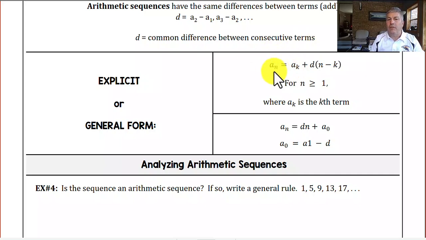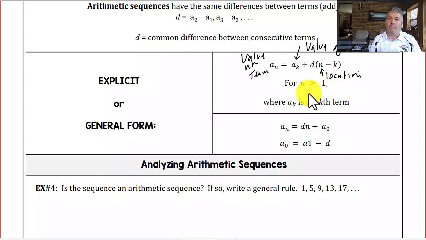So an arithmetic sequence is written here, you can see this on the right hand side, a sub n equals a sub k plus d times n minus k, where a sub n is the value, or what I call the value of the nth term. A sub k is the value of the kth term, some term in the sequence that's not the same as n. d is our common difference, and then n is the location of the nth term.